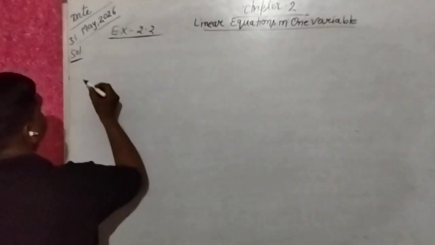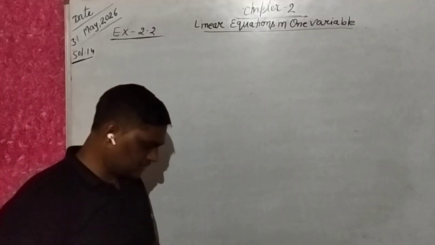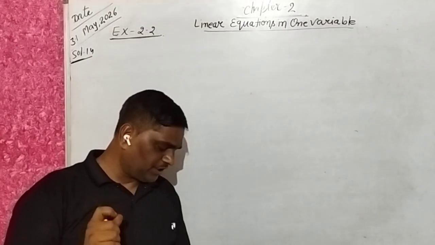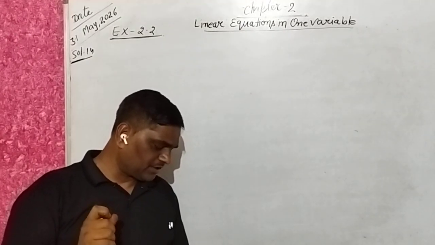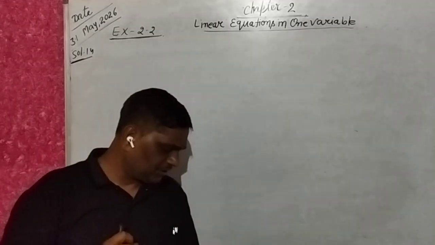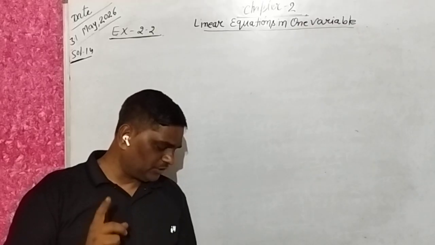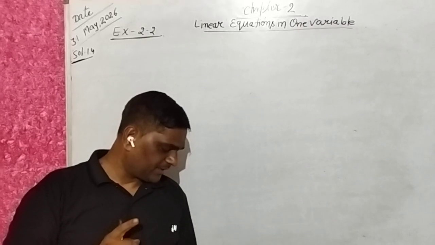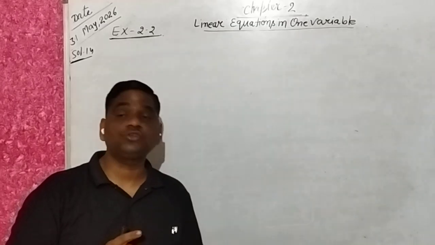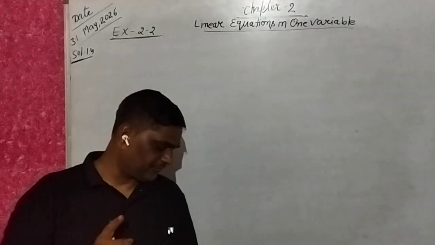Question number 14. Lakshmi is a cashier in a bank. She has currency notes of denominations 100 rupees, 50 rupees and 10 rupees respectively. The ratio of the number of these notes is 2 to 3 to 5.